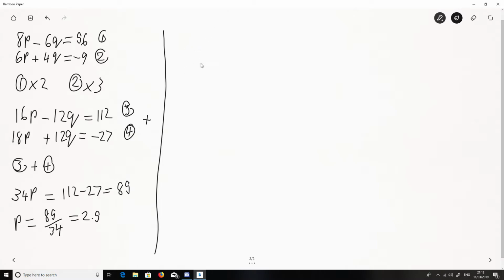So now we do the same thing as before. We want to sub p equals 2.5 into equation 1.